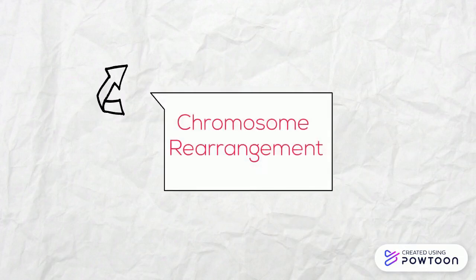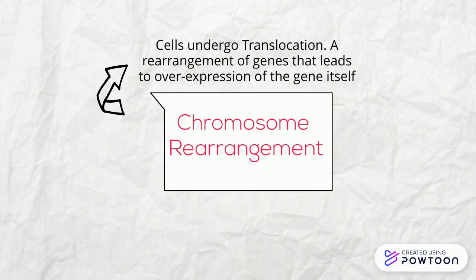Now we have the chromosome rearrangement. In chromosome rearrangement, cells undergo translocation. A chromosome is a thread-like structure in DNA. When it breaks, it can undergo translocation. During translocation, chromosomes break and attach to a different chromosome, which leads to overexpression or an increased production of gene products, which means an on button can be left on.